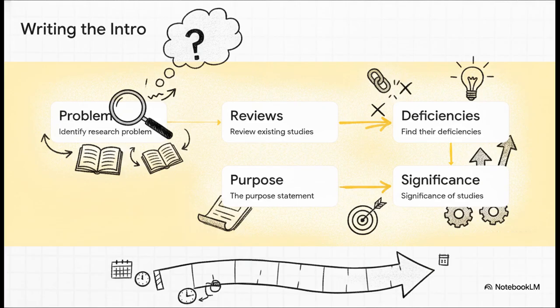Basically, why does it actually matter to the real world or to your academic field that we correct these oversights? And finally, Step 5, deliver the purpose statement. This is where you announce exactly how your specific study is going to step in and save the day. It's a brilliant, chronological formula for pure persuasion.